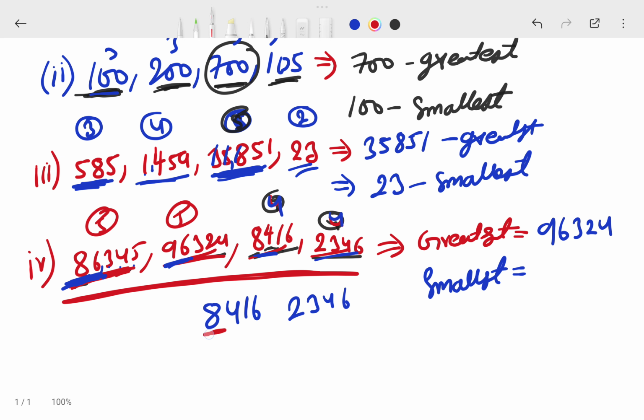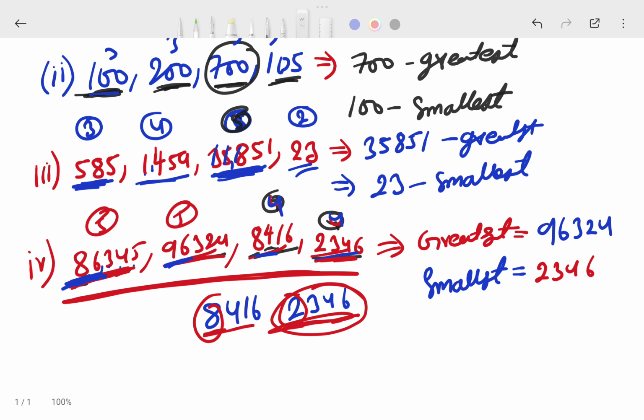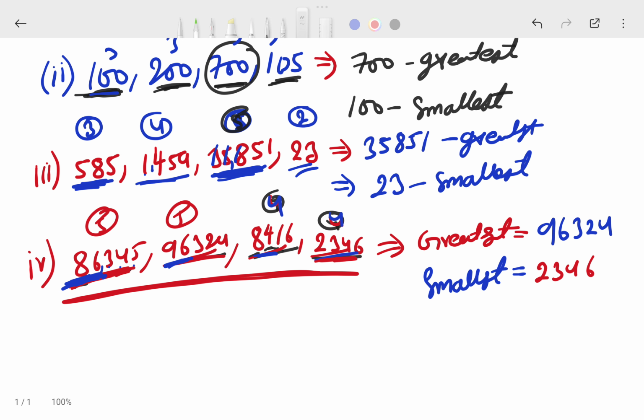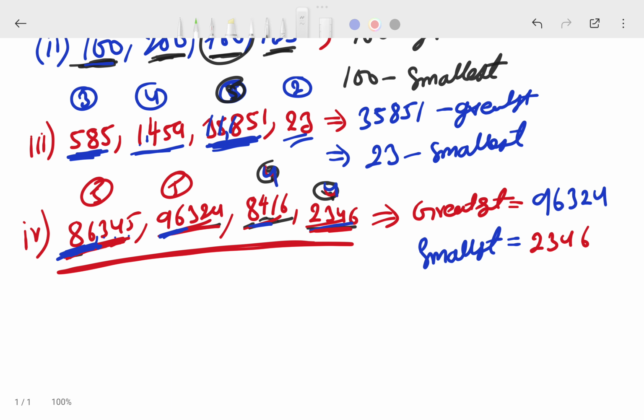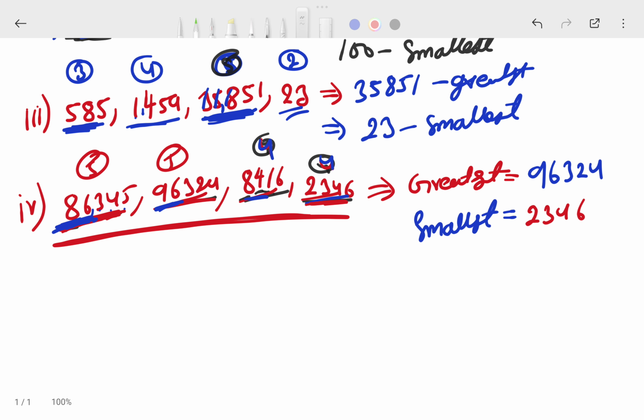Let's see. This is an 8, this is a 2. Of course, this is smaller. Why? Because it has 4 digits and this also has 4 digits, but which has the smaller number? This is 8, this is 2. So 2346 is the smallest. It's a very simple question, right? For such questions only, I will take the next question. Now another example I will take to understand better.